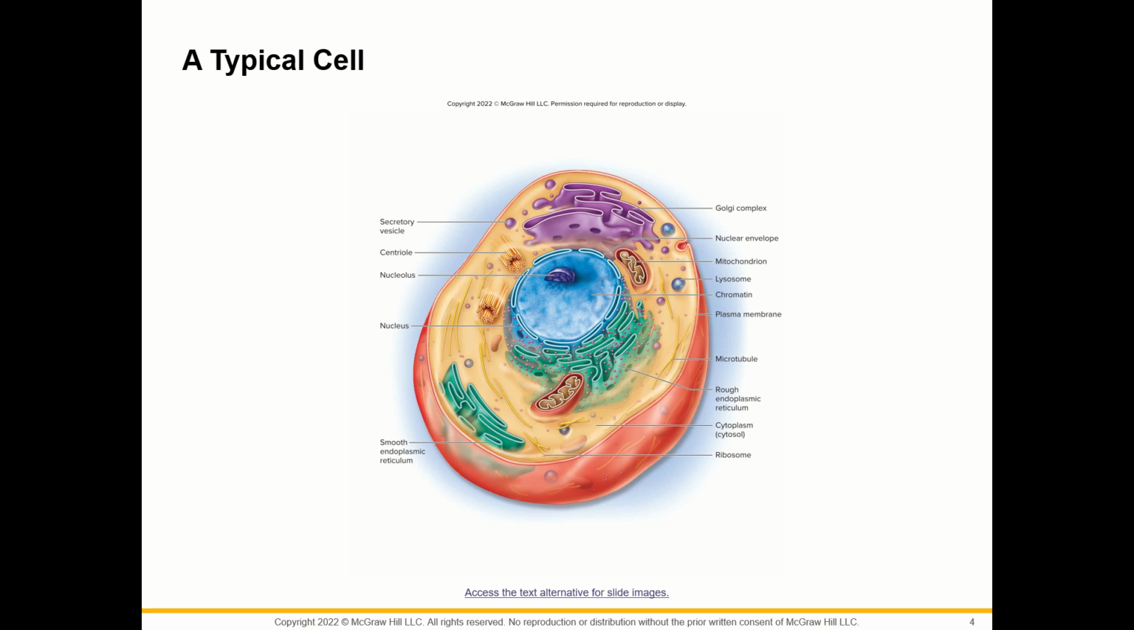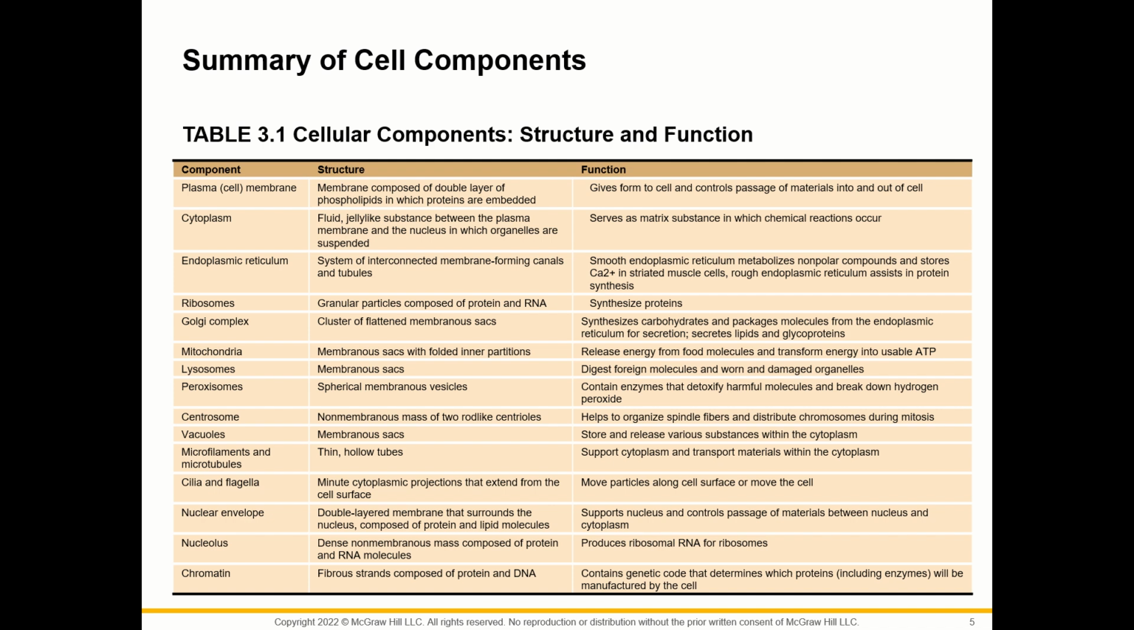What you're seeing here is a typical cell, and this is going to be an animal cell because it doesn't have a cell wall, and it has centrioles, which animal cells are the only ones that are known to have. These are very important in mitosis, which we'll talk about at the end of the chapter. Here is a table that is table 3.1 in your book. It's blue colored in your current edition. And it goes through all the cellular components, their structure, and their function. And again, we're going to spend most of the time on the plasma membrane and the nucleus.